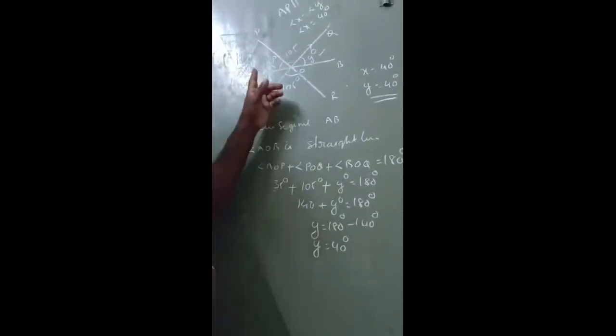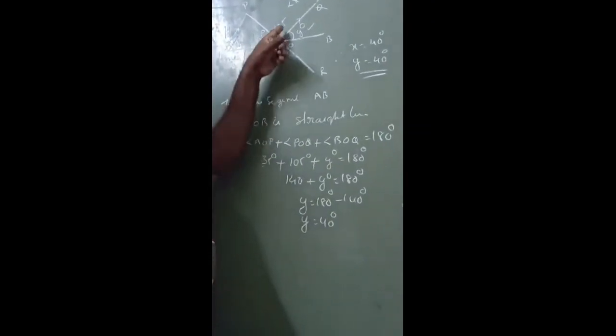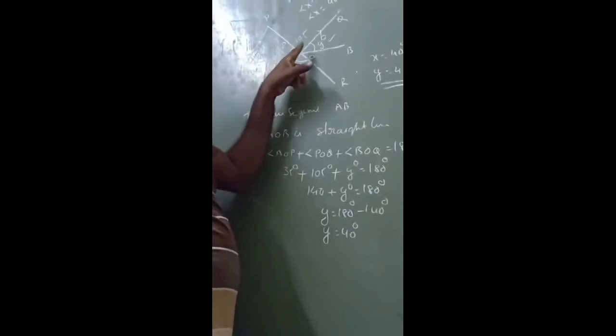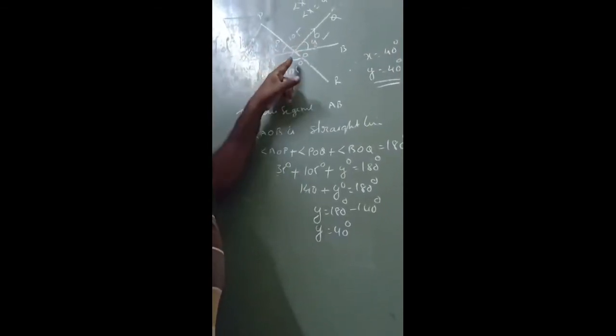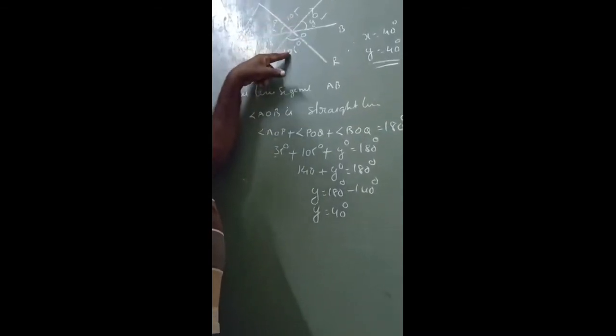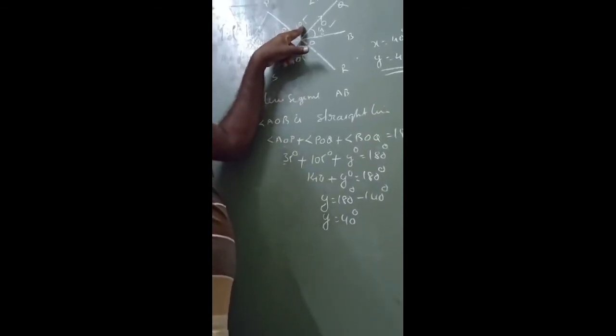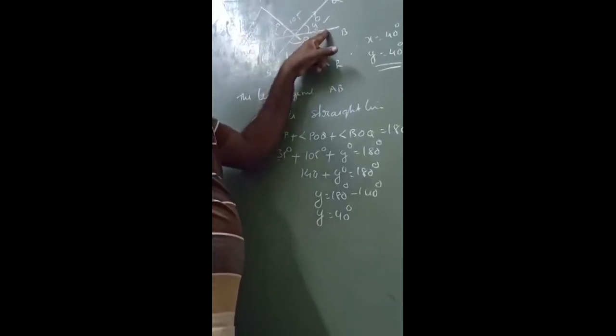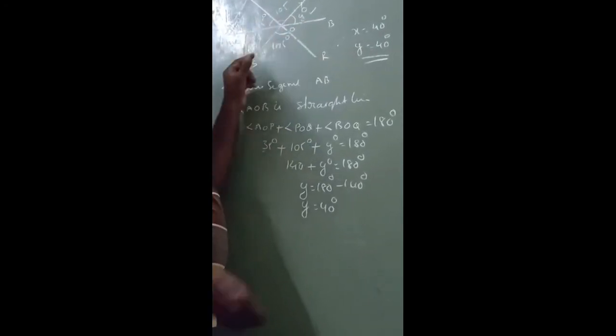Okay na students? This is okay. First of all, 105 is given, 35 is given, here y is given, here x is given. First of all, these two lines intersect at one point. Vertically opposite angles are equal. So this is 105, this is also 105. So this is a straight line.